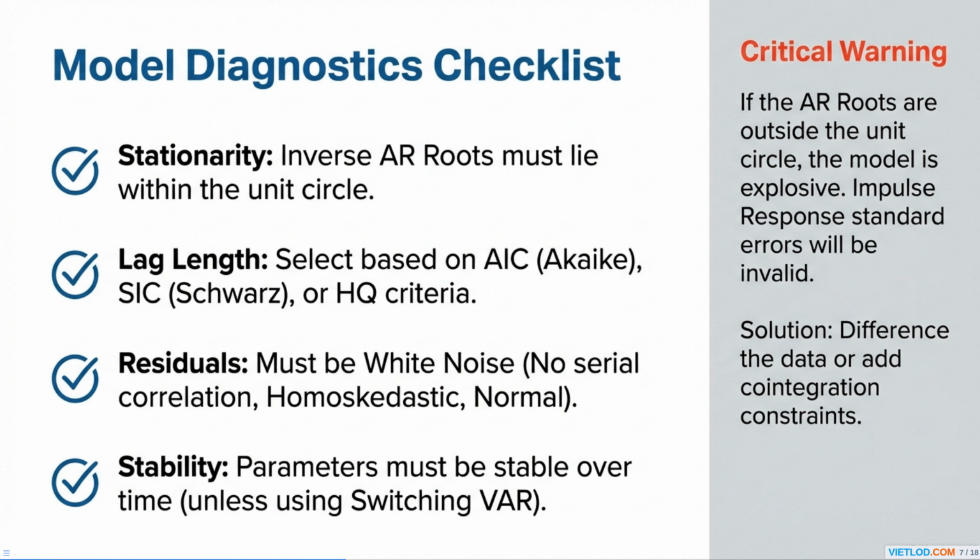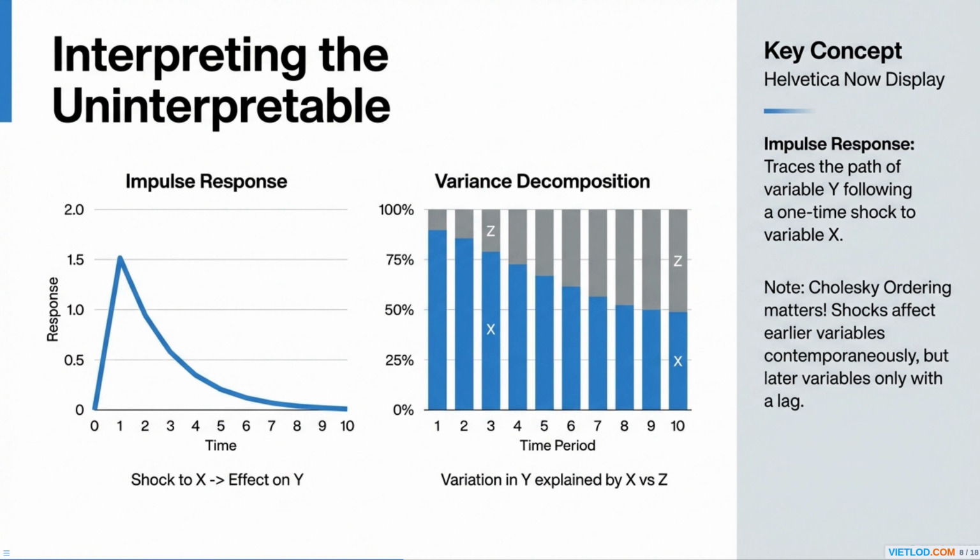After estimating a VAR, you plot the inverse AR roots and find one root is outside the unit circle. This is a critical warning. It means your system has an explosive response to shocks. The solution is to re-specify the model, perhaps by differencing the data or imposing co-integration constraints if they exist.